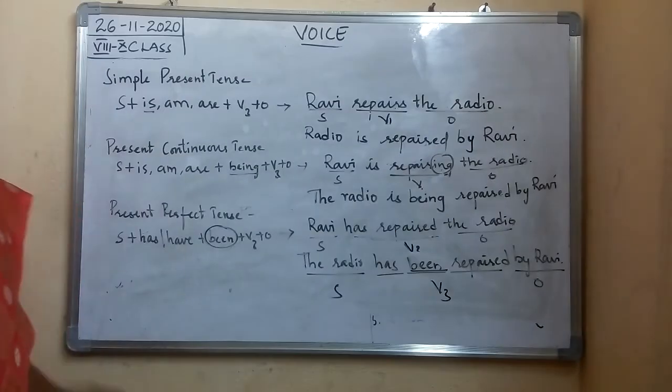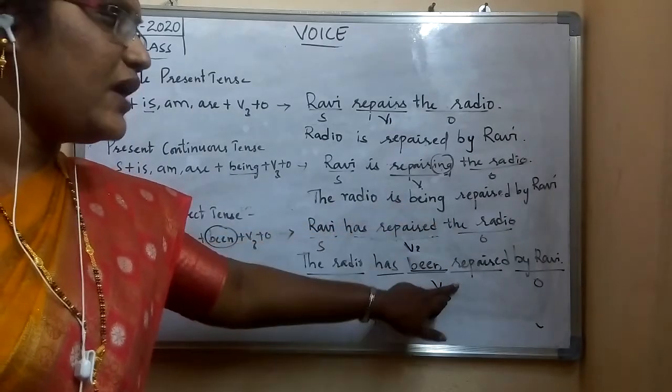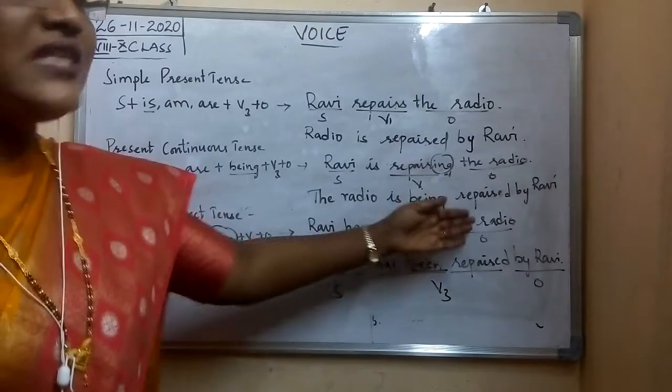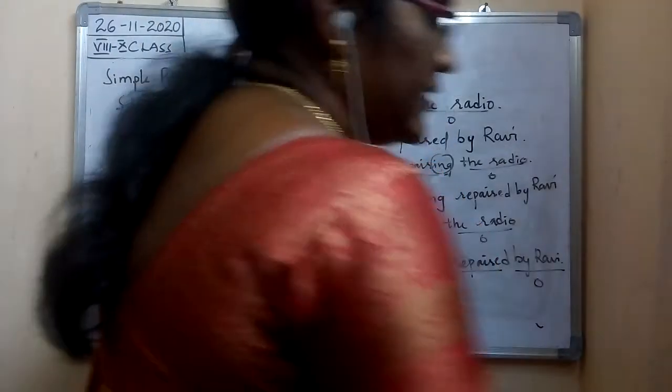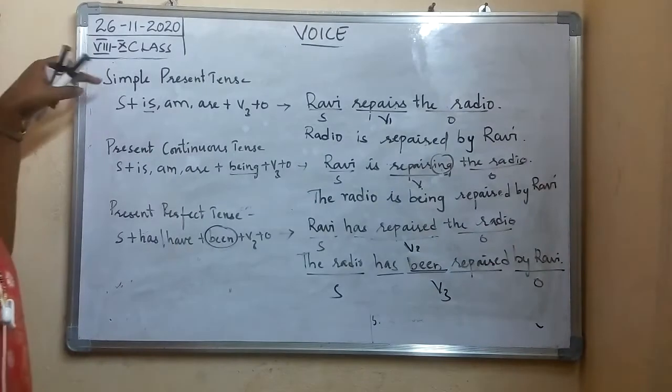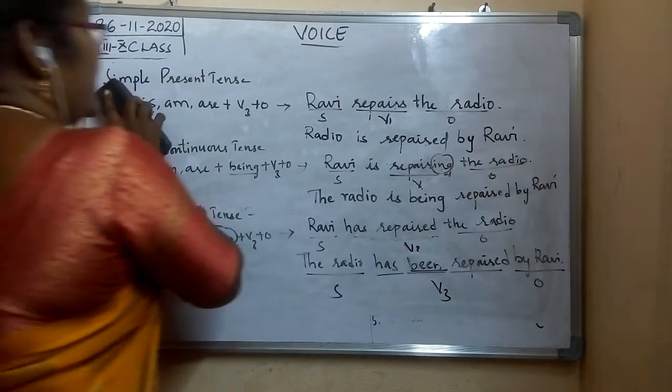Okay, in this way you need to understand. In between these two, one word is added. Same sentence we are getting, but we are changing the subject and object position. Okay, so this is what? Simple present tense. In present tense we got these three. Okay, then next is what? Past tense.